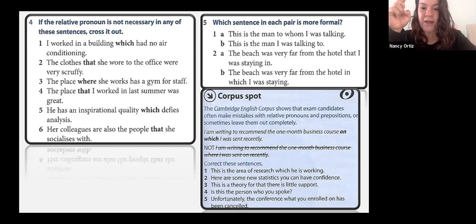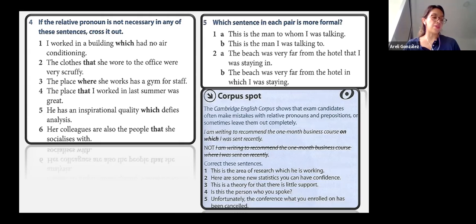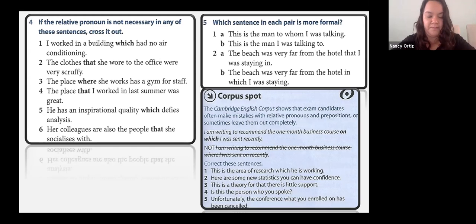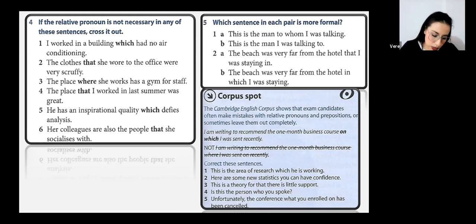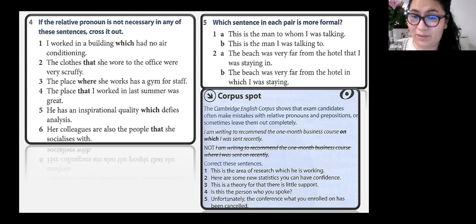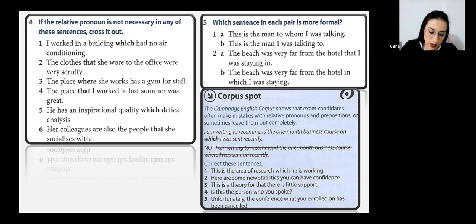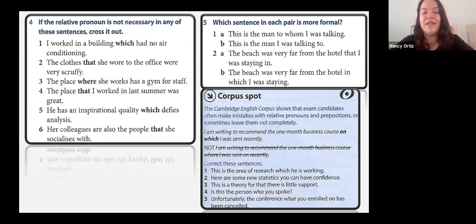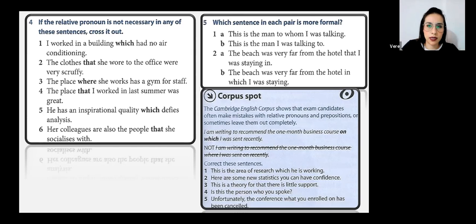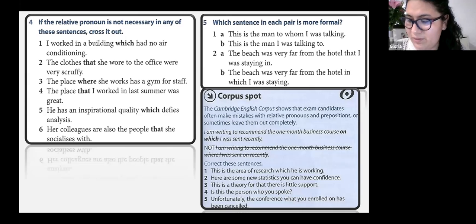This is a theory for that there is little support. I wrote, this is a theory on where there is little support. Okay, any other option? This is a theory for which there is a little support. No. This is a theory about which there is a little support. Almost there. This one is like Daniel's before. You need which. I wrote, this is a theory for which there is a little support.